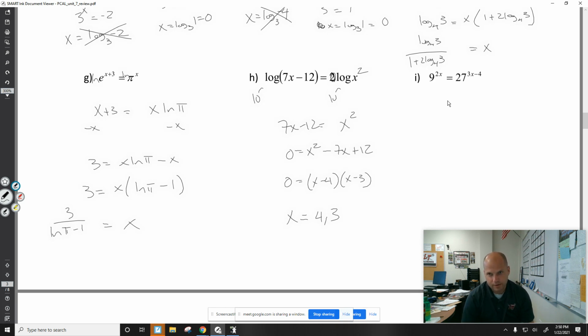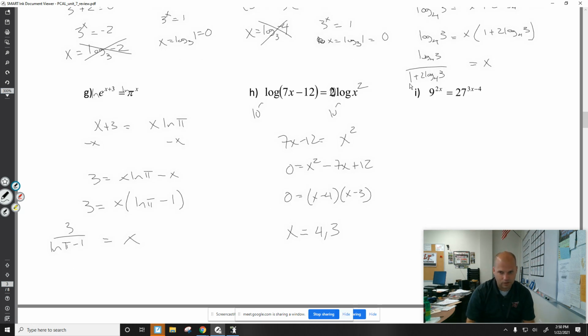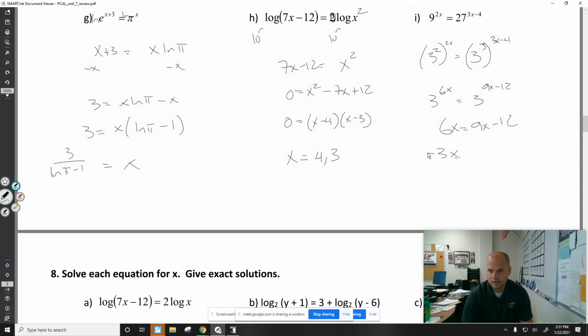You take the log base 27. Actually, do it like you did G. Do it like you did F. Fine. I'm going to do it a little bit different because I noticed that 9 is 3 squared and 27 is 3 cubed. Which means this is 3 to the 6x equals 3 to the 9x minus 12. 6x equals 9x minus 12. Solve. Negative 3x equals negative 12. x is 4.